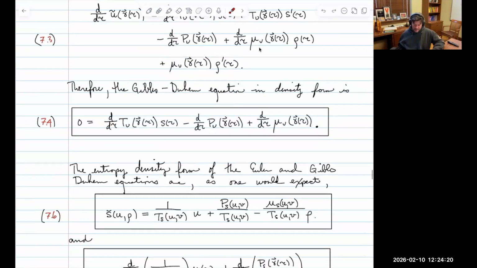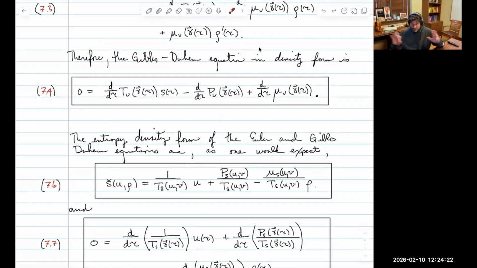So the same thing can be done for the entropy. I'm not going to belabor this point at all. It's the same sort of idea. You start with the Euler equation for the entropy, but you transform it into the density version. So I'm going to leave it to you as an exercise, and please do this exercise. See if you can figure out how to get this expression.